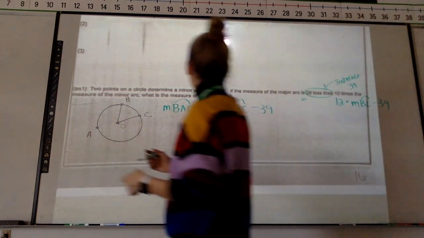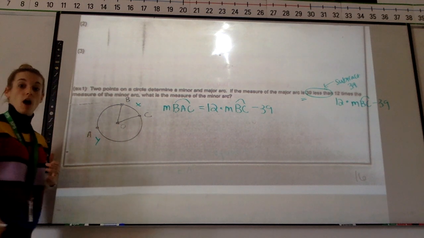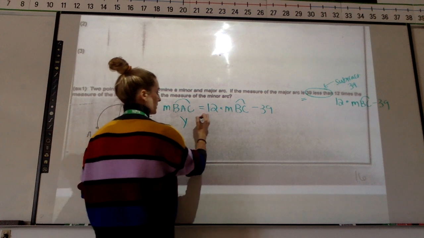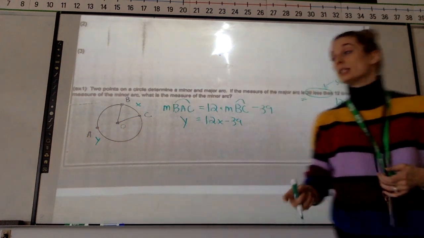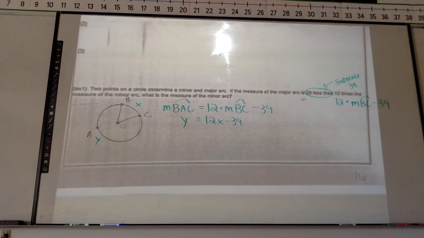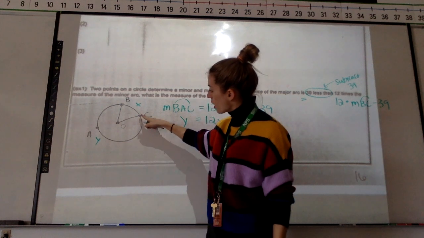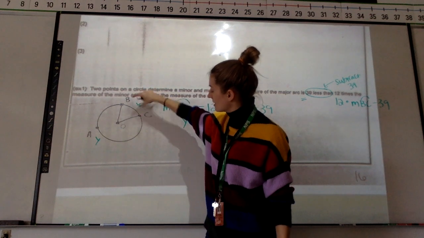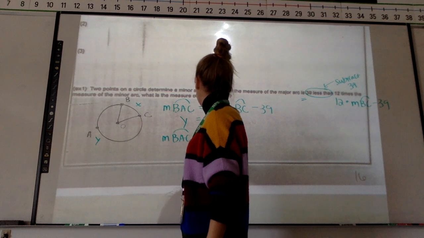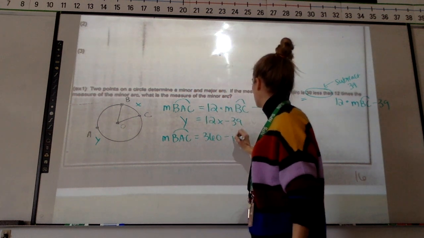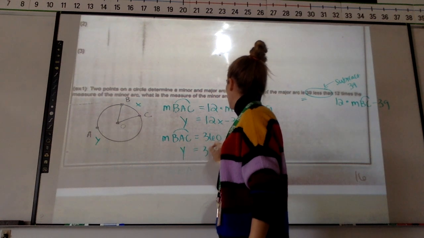Now it might be helpful if I let the minor arc be x and the major arc be y, so that I can throw some variables in here. Y equals 12x minus 39. We're creating a system of equations. From the definition of a major arc, the major arc is 360 minus the minor arc. So the measure of arc BAC is 360 minus the measure of arc BC. In other words, y is the same thing as 360 minus x.